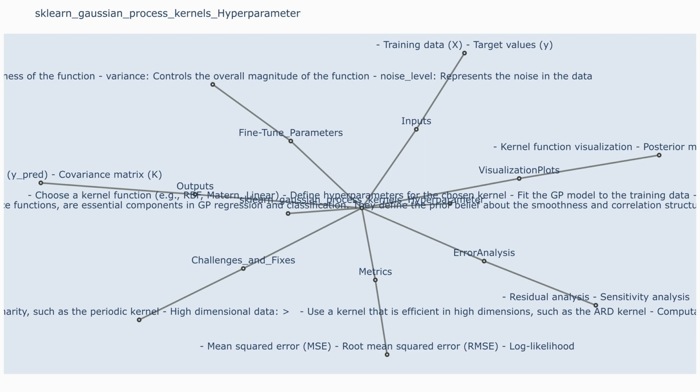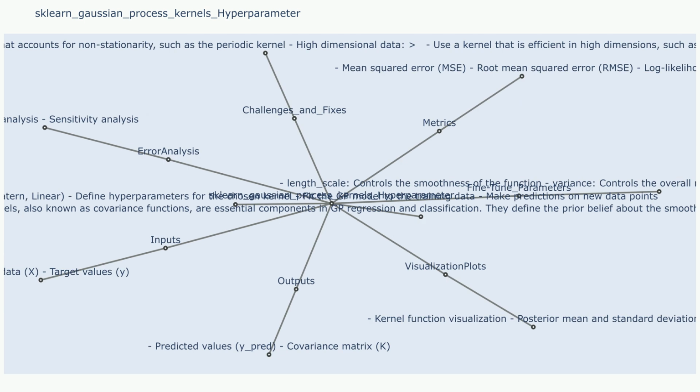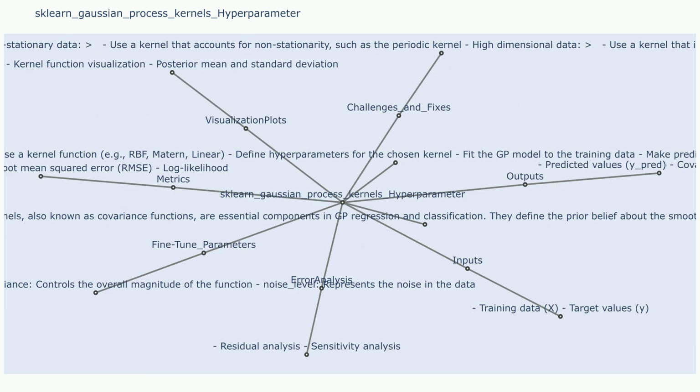Sklearn Gaussian process kernels hyperparameter. Description: explain in detail. Inputs: a set of training data points, represented as an array of shape (n_samples, n_features), where n_samples is the number of samples and n_features is the number of features. The corresponding target values for each training data point, represented as an array of shape (n_samples). Outputs: a trained Gaussian process model that can be used to predict the target values for new data points, and the predicted target values for new data points.